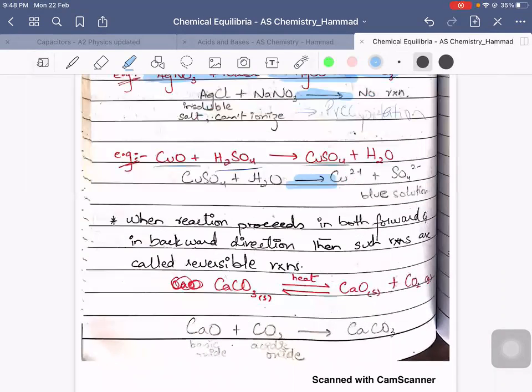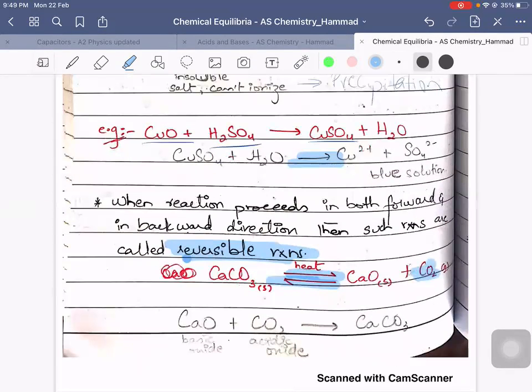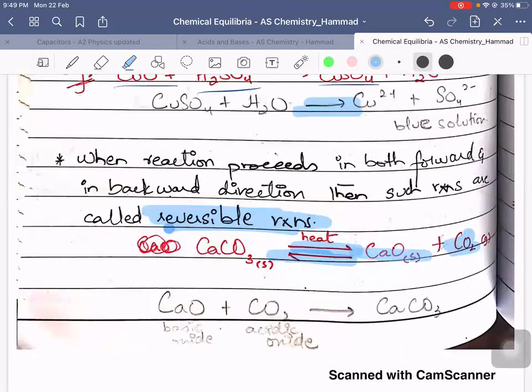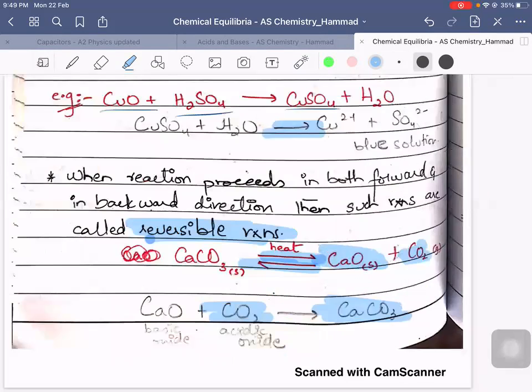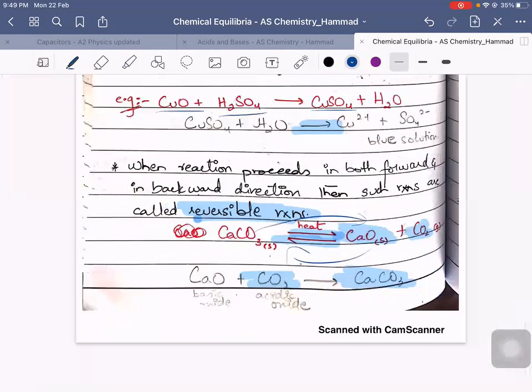When a reaction proceeds in both forward and backward directions, it is called a reversible reaction. There are two half arrows, right? Calcium carbonate, when heated, produces calcium oxide plus carbon dioxide. This calcium oxide can further react with carbon dioxide, which is an acidic oxide, to form calcium carbonate, right? Please understand that the forward reaction is decomposition, whereas the backward reaction is an acid-base reaction.